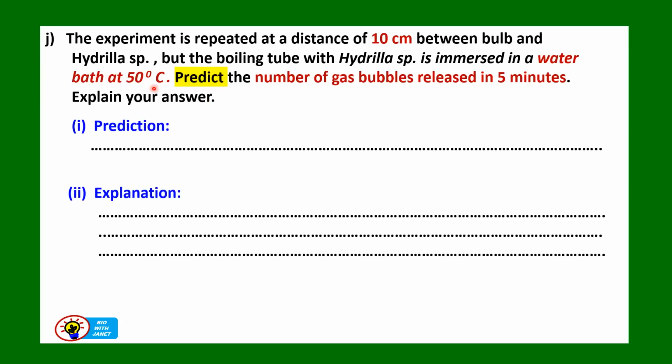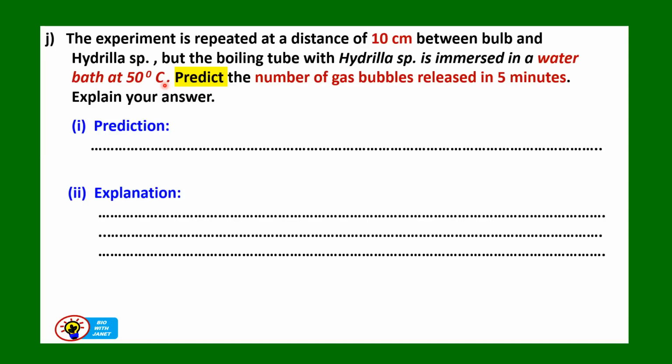Okay, 50 degrees Celsius is a high temperature, all right? Because the optimum temperature for the Hydrilla species to carry out photosynthesis is around 25 to 30 degrees Celsius. Okay, so explain your answer. So first you have to predict the number of gas bubbles released. So again, you copy this down. Number of gas bubbles released in 5 minutes will increase or decrease. Now, temperature is 50 degrees Celsius, is too high, right? So what happens to the enzymes?